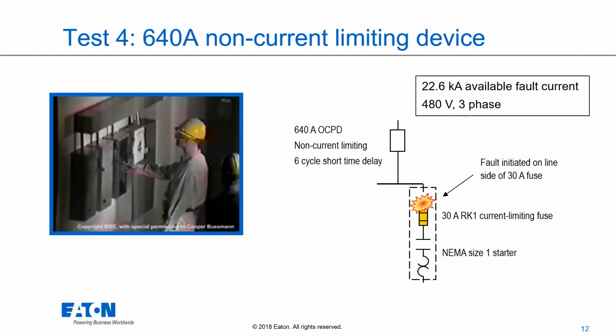So the upstream overcurrent protective device, the one whose current limiting ability and time to open is going to matter, is the upstream one. That'll be that 640 amp device. So I'm going to go ahead and play this video so we can see what happens.